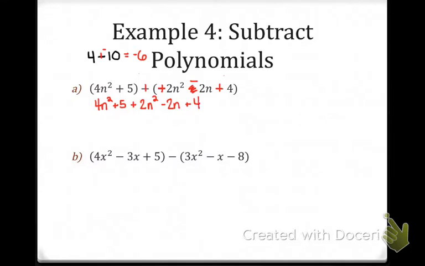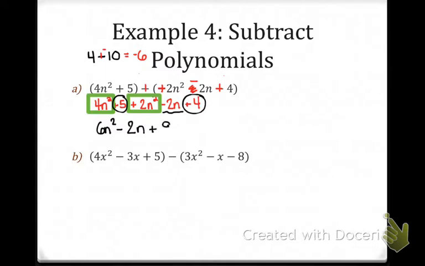So we've rewritten everything, and now I'm going to identify my like terms. So I have 4n squared plus 2n squared would be 6n squared. Now, decreasing degree of the variable would be negative 2n first. There's nothing like with that. And then I have positive 5 plus 4 would be positive 9. So this produces a trinomial, degree 2, leading coefficient is 6, constant is positive 9.